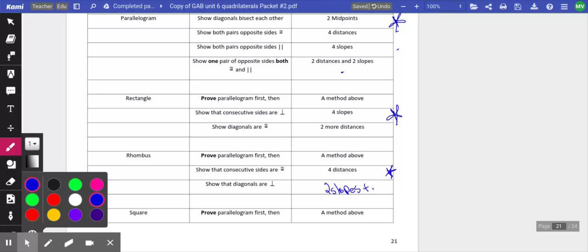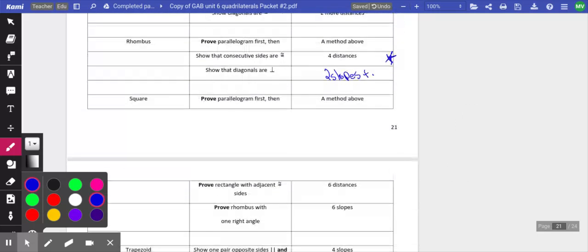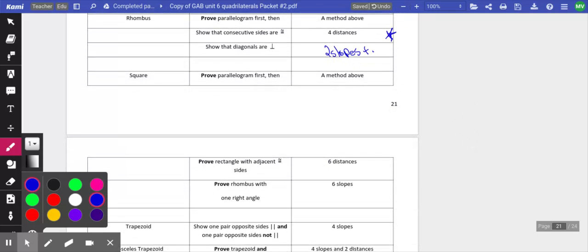So a square, again, I need to first show it's a parallelogram, and then I can show that it's a rectangle with congruent adjacent sides. So that would actually be six distances because I need to show that the two diagonals are congruent. And then prove it's a rhombus with a right angle. So there I could do the slopes or I could do any kind of combination.